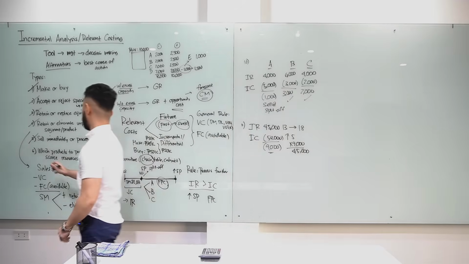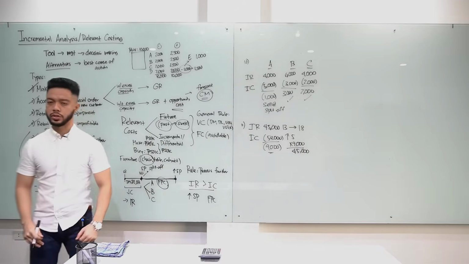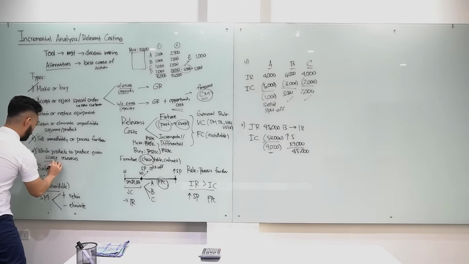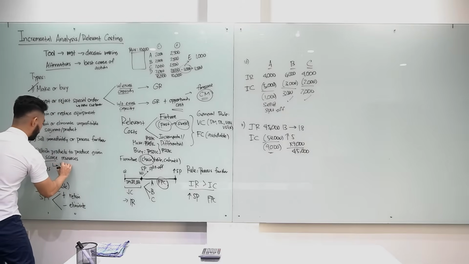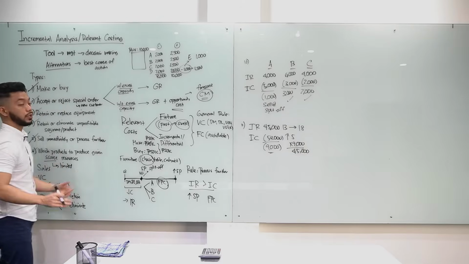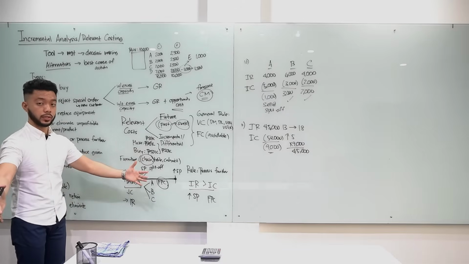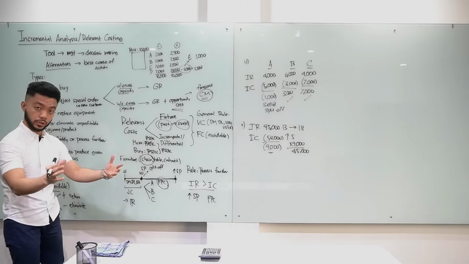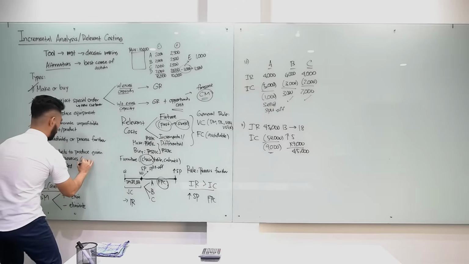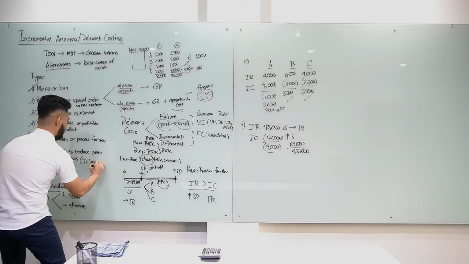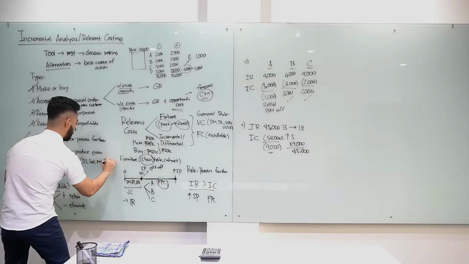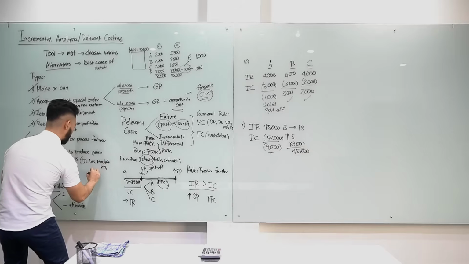Which products to produce given scarce resources? So, ano ba ibig sabihin ng scarce? Ibig sabihin ng scarce, class, it means limited. Okay? Limited resources. Hindi pwedeng unlimited yung pagpuproduce natin. Lagi tayong may mga limitations. Ano example ng scarce resources? Direct labor hours, machine hours, okay? Yung demand sa product natin, yun yung mga limitations natin.